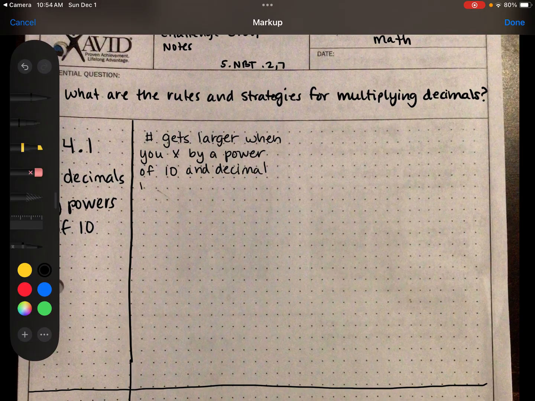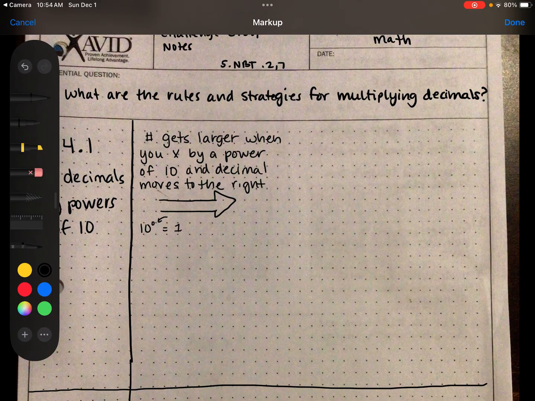When you multiply by a power of 10, the decimal moves to the right. So you're going to be moving the decimal to the right for every power of 10.